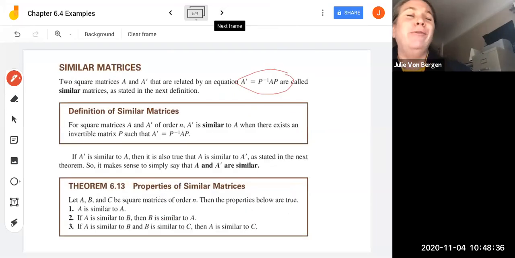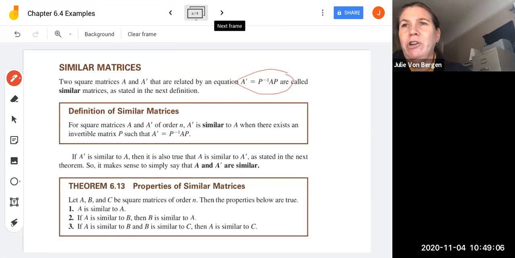Okay, in this video, we continue with chapter 6.4, and we are going to cover similar matrices in this part of the video. In the earlier video, we saw transition matrices. So we know two square matrices A and A prime can be related through this equation here, where A prime equals P inverse AP. And so if we have this relationship with this transition matrix P and its inverse, then we say A and A prime are similar matrices.